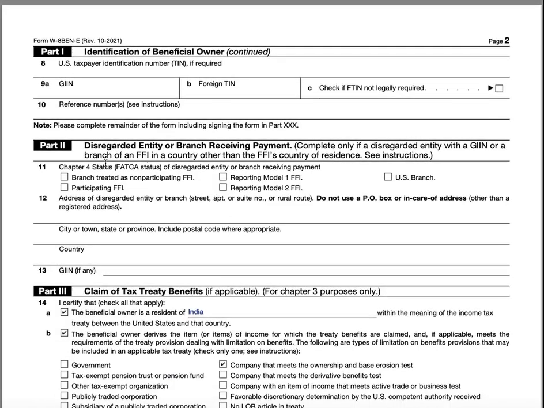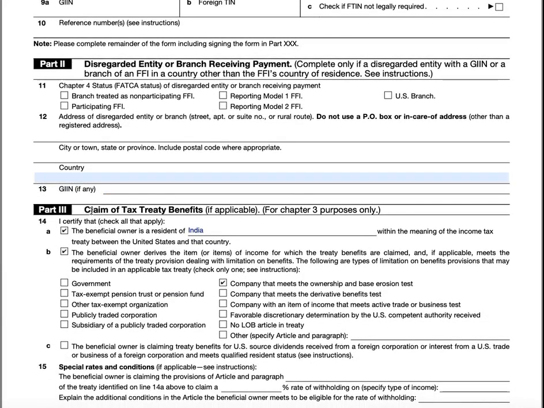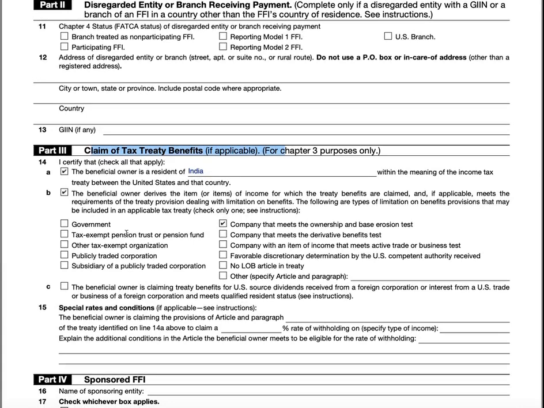Next, you would skip part 2 and come into part 3. In part 3, most countries, like India, claim tax treaty benefits. So you would select that you're the owner and fill in the country as India. That's the first part. And in B, you're claiming these benefits, right?